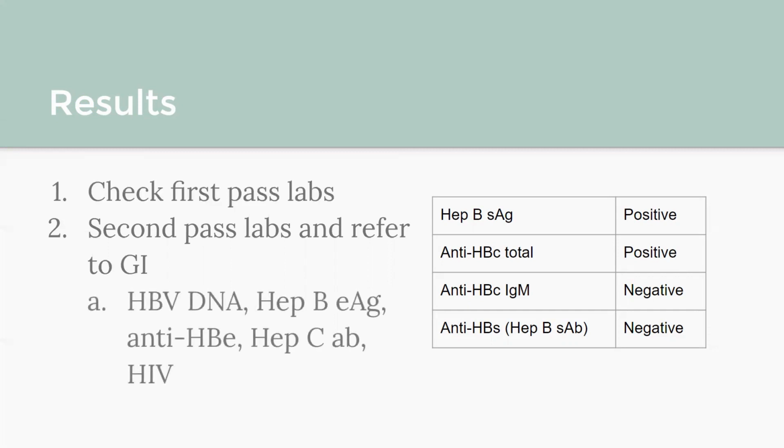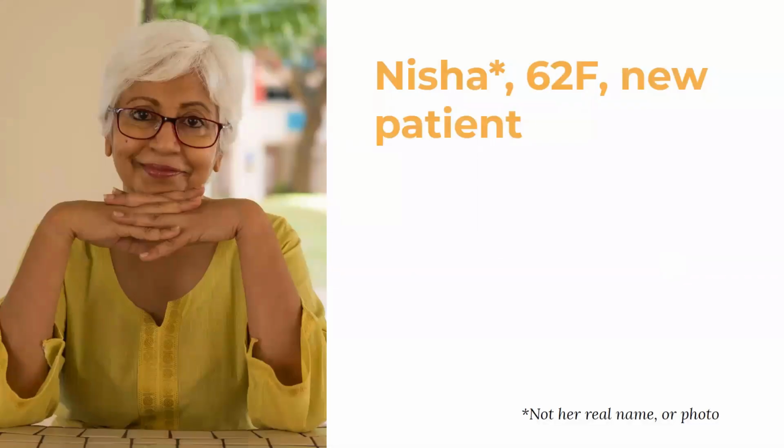So again, that's the HBV DNA, HBe antigen, and E antibody, and then Hep C and HIV to make sure they don't have a co-infection. Yeah, and then wrapping up with Nisha. She's 62, so we're concerned here about a chronic hepatitis B. And so I'm going to refer her to GI because I'm not really talking about the management in this video. I'm happy to do that if you're interested.